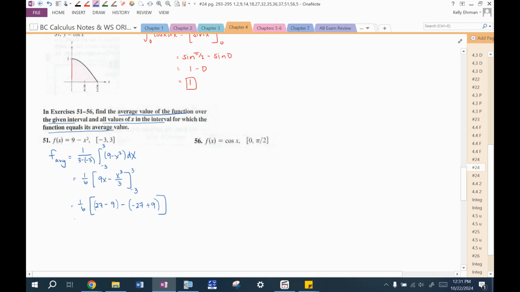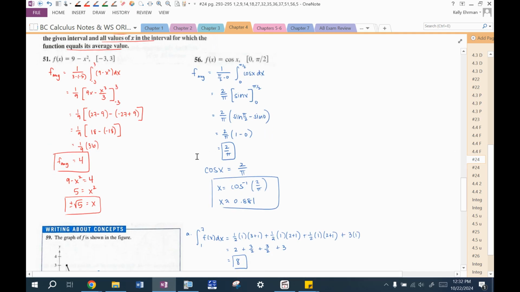All right, so this is 1/6. And I'm getting, let's see, 27 plus 27 is 54, -9 minus 9 is -18, and 54 minus 18 is 36. And I'm getting an area of 6. I don't remember those numbers, so I want to see. Why do I feel like I got 5 or something? Hold on, let me double check.